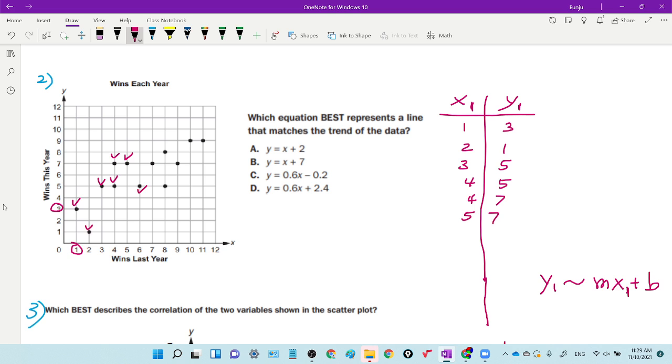And next one is 6 and 5. Let me know if I make mistakes, okay? If I put junk, I get junk. 7 and 7. Next one, 8 and 5. And 8 and 8. Okay, and then 9 and 7. 10 and 9. And 11 and 9. So these are the numbers.